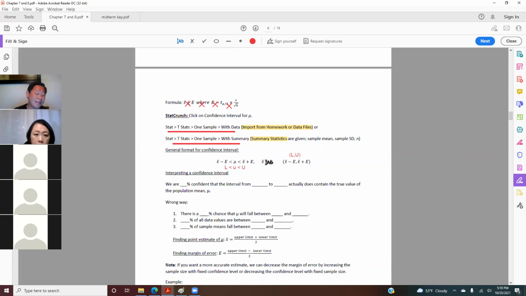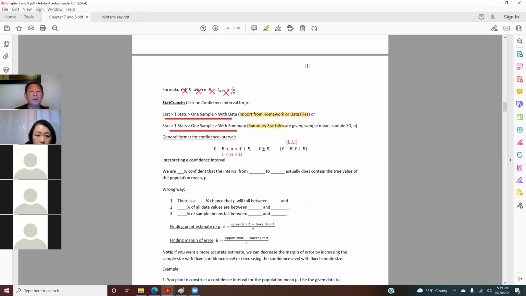If you want to write it as X bar plus or minus E, you can still use the same formula: you find the X bar by adding those two and dividing by 2, and you find the margin of error by subtracting the lower from the upper and dividing by 2. This is very similar to 7.1 that you did last time, except this time we don't use P, the proportion, or P hat. We use X bar for the mean.